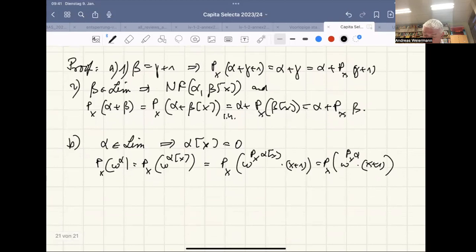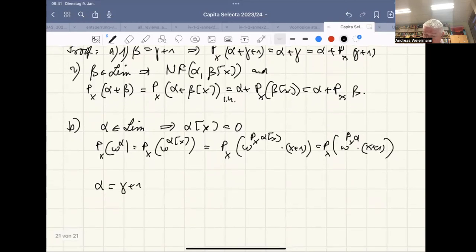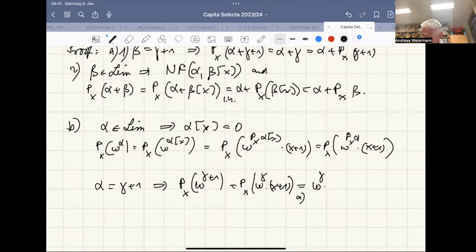And the other case, alpha is a successor, gamma plus 1. Then you have Px of omega to the gamma plus 1 is what? Is Px of this number at fundamental sequence, which is omega to the gamma times x plus 1. Now by A, this is the same as omega to the gamma times x plus Px of omega to the gamma.